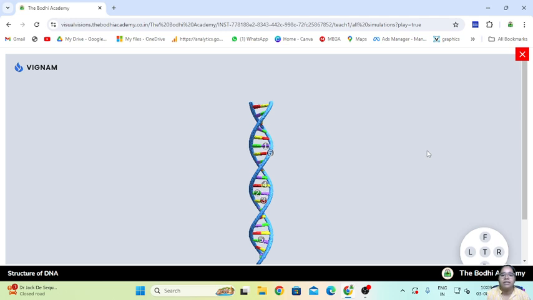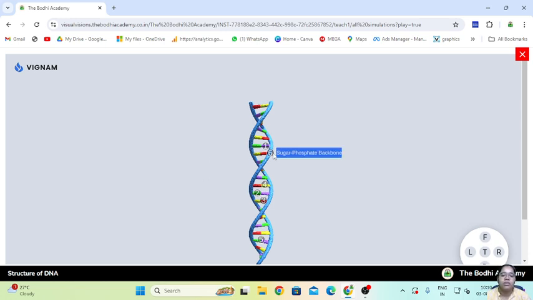So DNA is basically deoxyribonucleic acid and the short form for this is DNA. DNA consists of two parts: the first part is the sugar phosphate backbone and the second is the base pairs. There are different base pairs, that is adenine, cytosine, thymine and guanine. These are the base pairs which are held by the sugar phosphate backbones. We will see each of these components and their function in detail now.